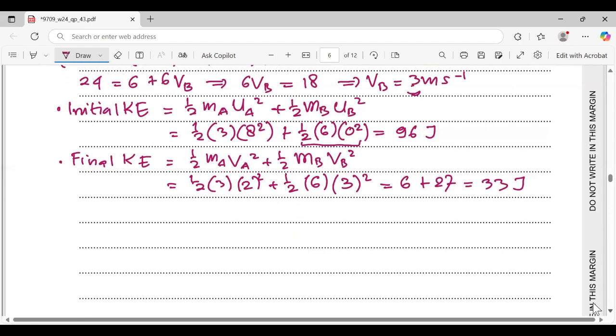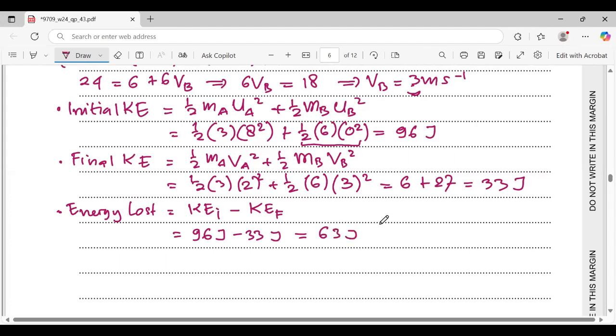And the next step, we're going to calculate the energy loss. Energy loss, or delta E, is the initial kinetic energy minus the final kinetic energy. 96 joule minus 33 joule, and the result is 63 joule.